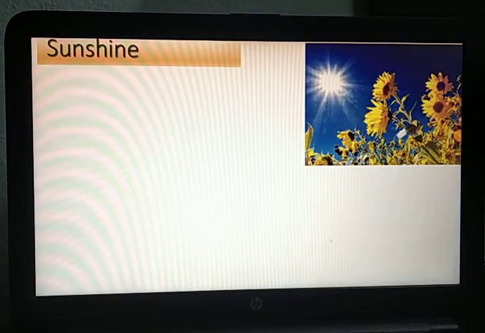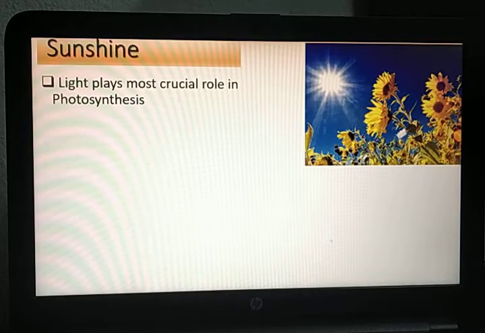Sunshine. This one is the flower of sunflower, so it requires direct sunshine. Light plays the most crucial role in photosynthesis. Most of the plants which grow by photosynthesis require sunlight, because only plants can cook food for the benefit of the entire living organisms, plants and animals all. No animal can prepare food except the green plants.